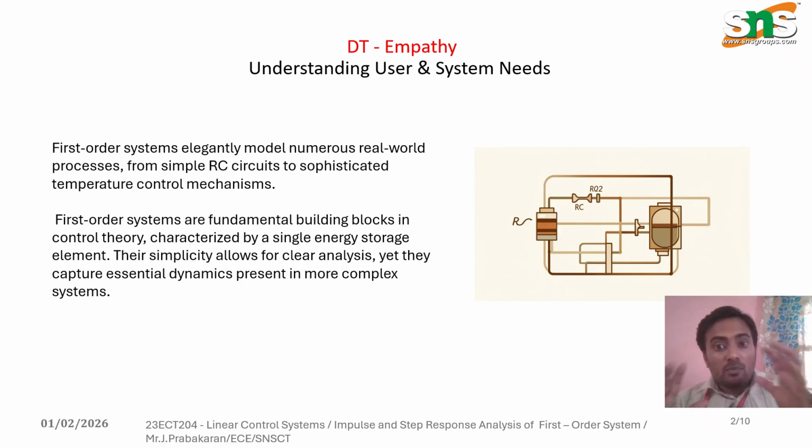First order systems are simple yet powerful models used to represent many real world applications such as RC circuits and temperature control systems. These systems have only one energy storage element, which makes them easier to analyze. Even though they are simple, they help us understand the basic dynamic behavior that exists in more complex systems.